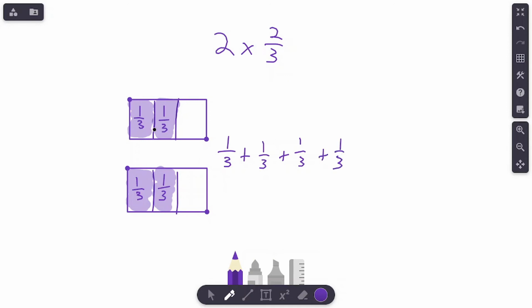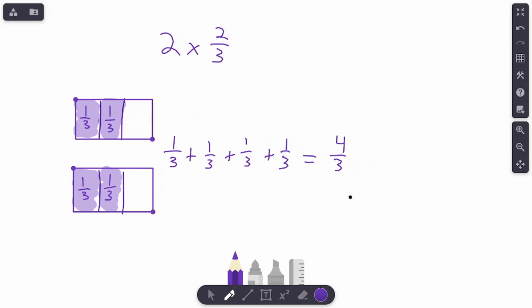Would you agree that that's all the thirds? There's 4 of the thirds. I wrote them all down. If we add all this up, we should get 4/3. Hopefully you're agreeing with me there. Now, let's look at it as if we were looking at the actual models. This here is 1/3 and 1/3, so that's 2/3. And this is 1/3 and 1/3, so that's 2/3. We add this together and we get the same thing, 4/3.